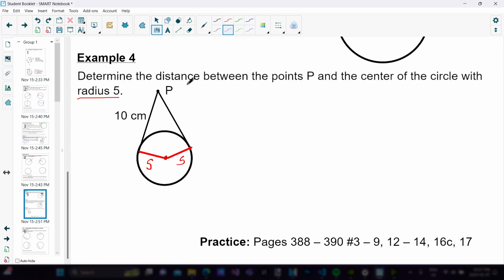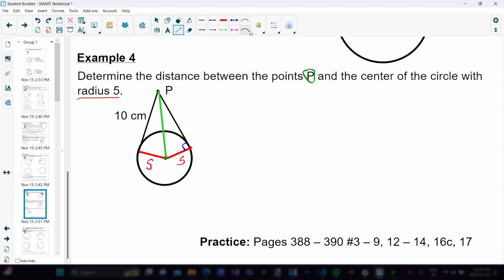But that's not what I'm trying to find. I'm trying to determine the distance between point P, which is right here, and the center of the circle, which is right there. So I'm trying to find the distance of this line. So you see I've created a triangle. And not just any triangle, I've created a right angle triangle, because I know that that angle is 90 degrees. Because we're going from the center of the circle, and this line is tangent, so we know that that angle right there is 90 degrees.